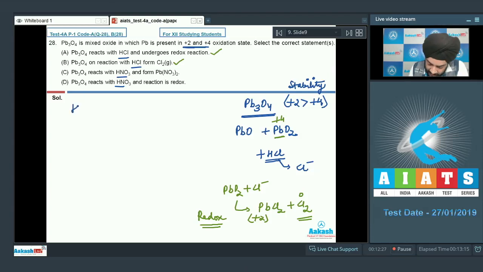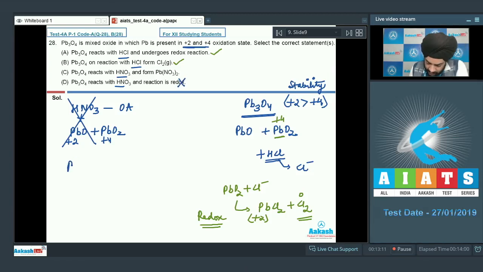Let us now talk about the reaction with HNO3. Now we know that HNO3 is an oxidizing agent, but lead is present in the form of PbO and PbO2. So lead +2 is already very stable, so it will not be oxidized into lead +4. It does not like to go in a state of +4 as it is not very stable due to inert pair effect. So what is going to happen is, with HNO3 plus PbO, there will be no redox reaction happening in between them. So option D is incorrect.